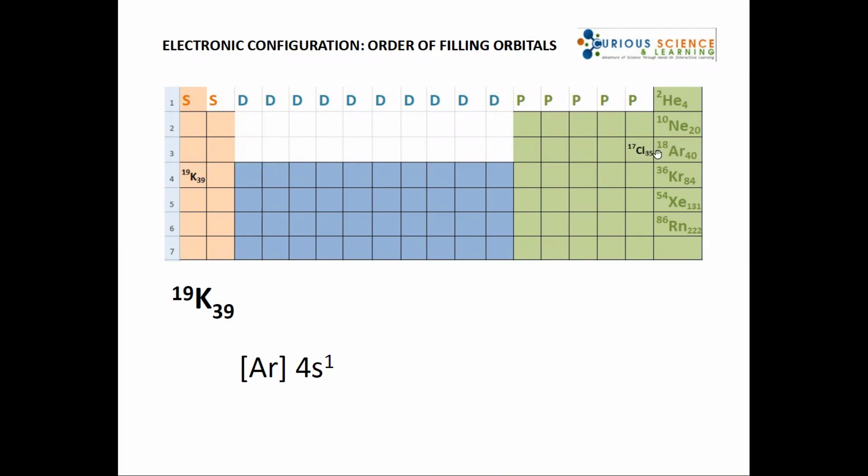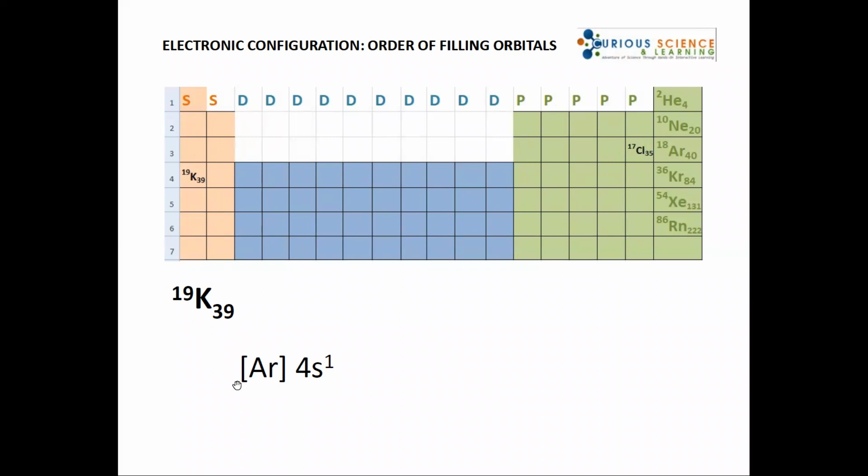After argon 18, one is left. That one goes to the 4s1. This is the s1 block, this is the s2 block. All these are the s1 block, and this is the s2 block. Similarly, these are the p1, p2, p3, p4, p5 blocks. So this is how the electron configuration of 19 potassium works.